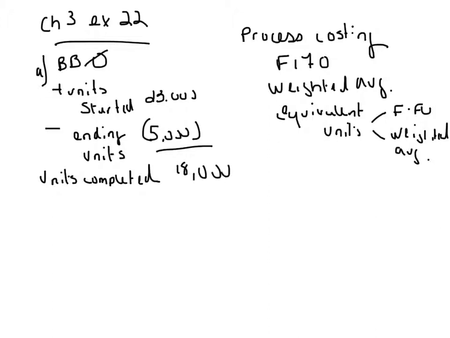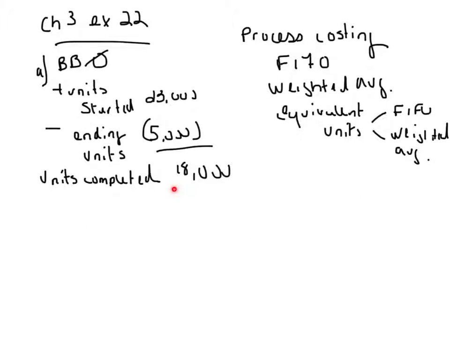Because remember, of the 20,000, that was the current period production. So that's everything that's being produced, plus the 3,000. So we're not saying that this number here started, the 23, we're not saying it was completed. That's why we're taking out the 5,000 to get to this 18,000.